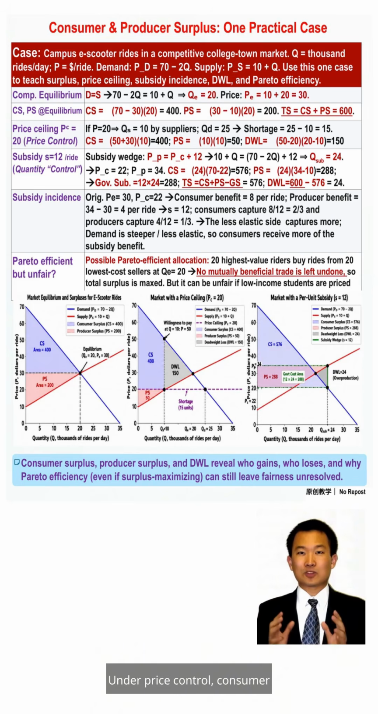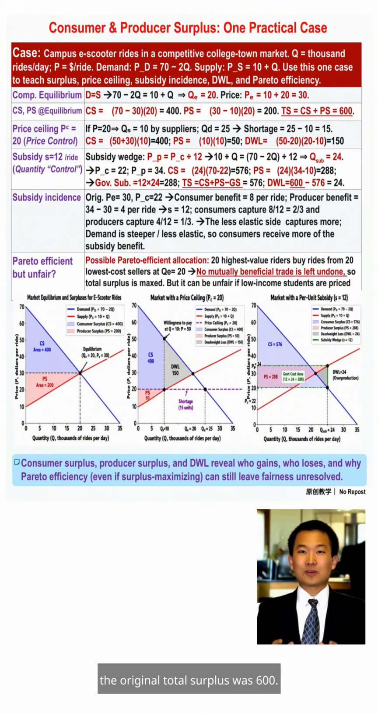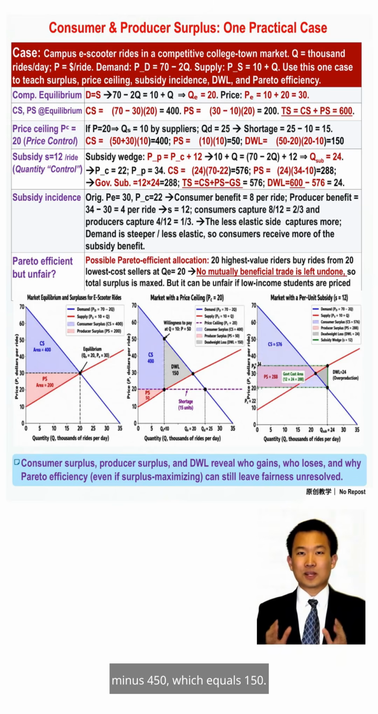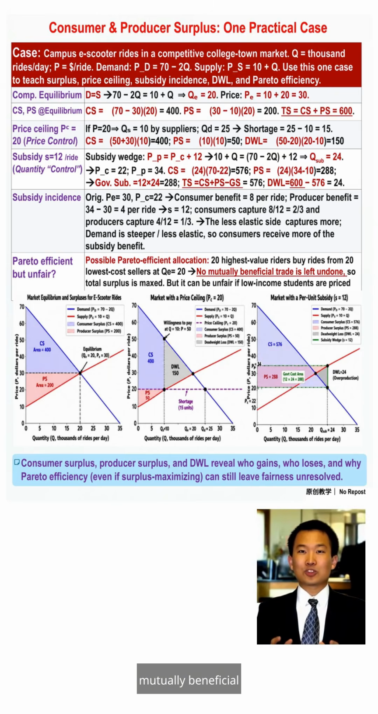Under price control, consumer surplus is 400, producer surplus drops significantly to 50, and total surplus becomes 450, whereas the original total surplus was 600. So the deadweight loss, DWL, is 600 minus 450, which equals 150. Obviously, the price ceiling benefits those consumers who are able to buy the product, but it eliminates a large number of mutually beneficial transactions. This is what we call deadweight loss.